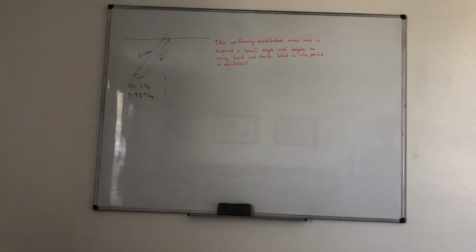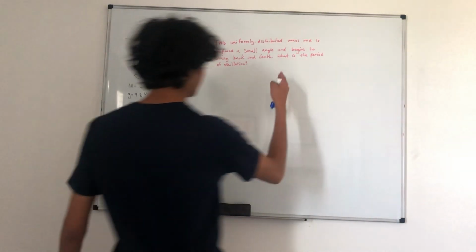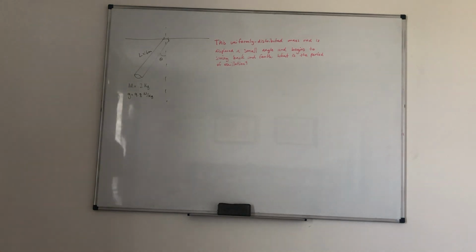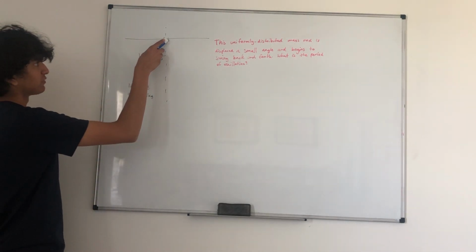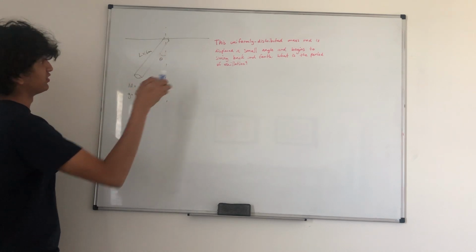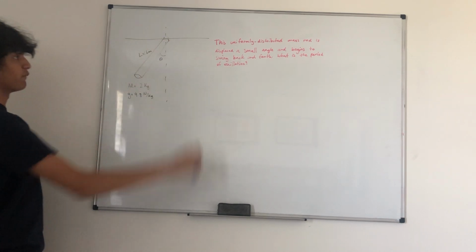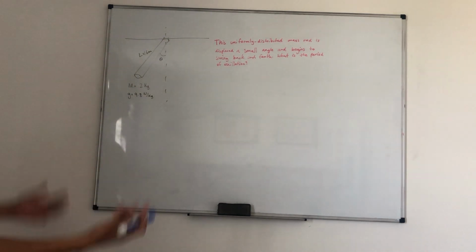Okay, so this uniformly distributed mass rod is displaced a small angle and begins to swing back and forth. So you can even imagine something like my marker, displaced a small angle and just begins swinging back and forth. What is the period of oscillation?